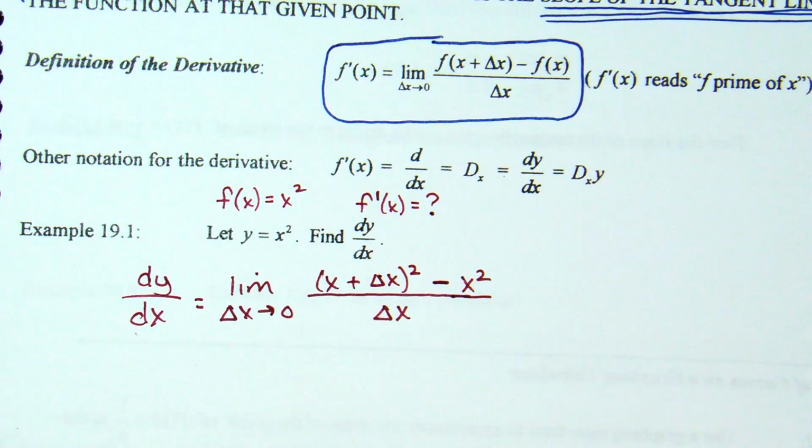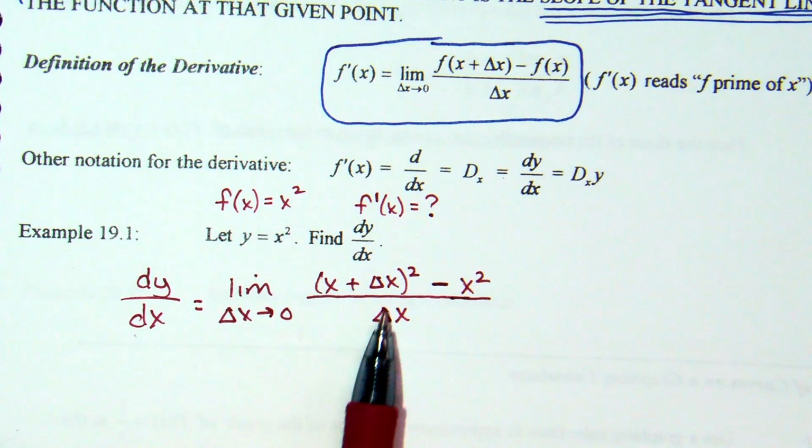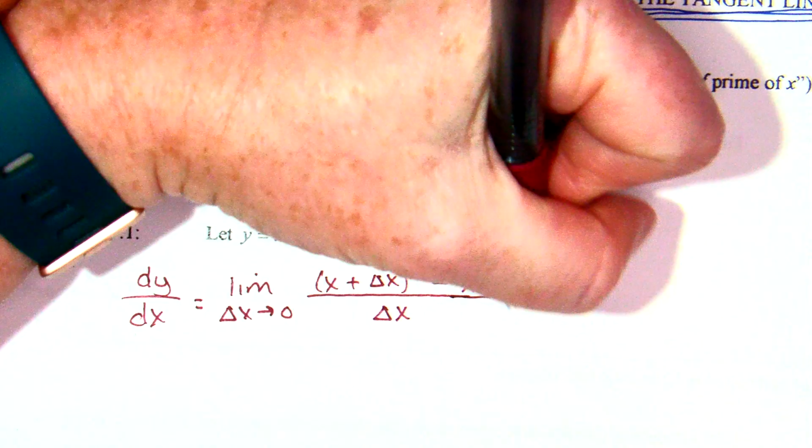Now, with the definition of derivative, you have to do some algebra here. Because if I just put in 0 for delta x right now, I'm going to get 0 over 0. If we do some algebra, my delta x's will cancel out to the point where I won't get 0 over 0. So, equals the limit as delta x approaches 0. What do I have to do on top?